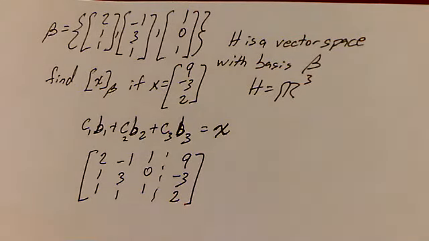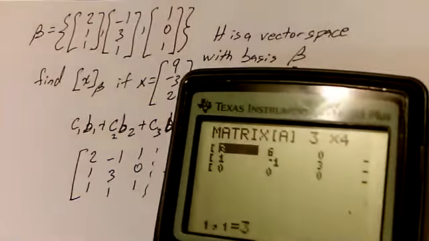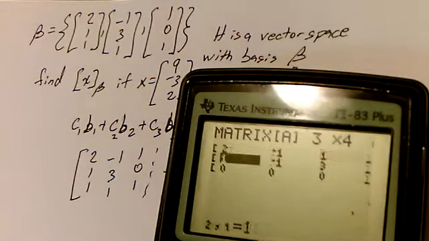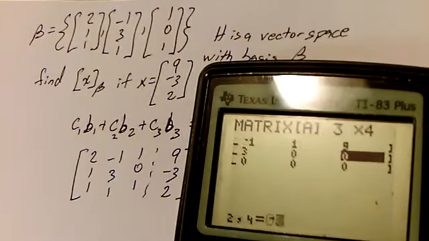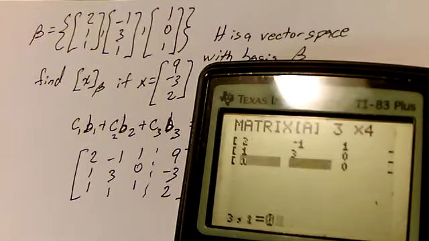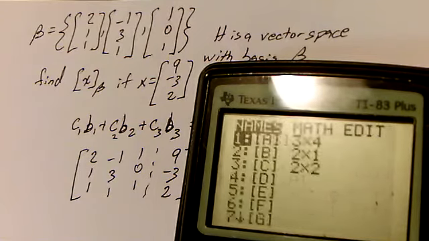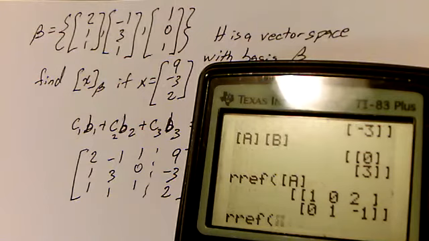Okay, we're going to go to our matrix now. We're going to plug in a 3x4 matrix. That's equal to 2, -1, 1, 9 for the last one, 1, 3, 0, -3, 1, 1, 1, and 2. Okay, and I'm going to row reduce that matrix. Again, matrix, go over to math, RREF, reduced row echelon form of matrix A.